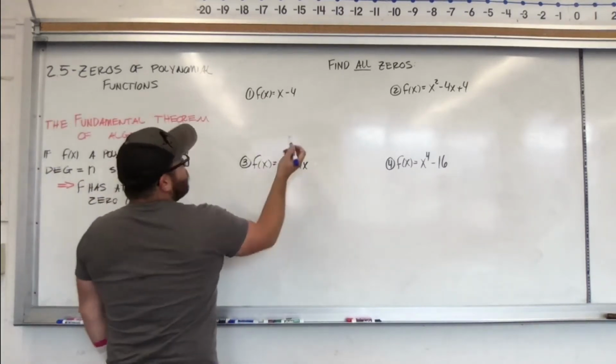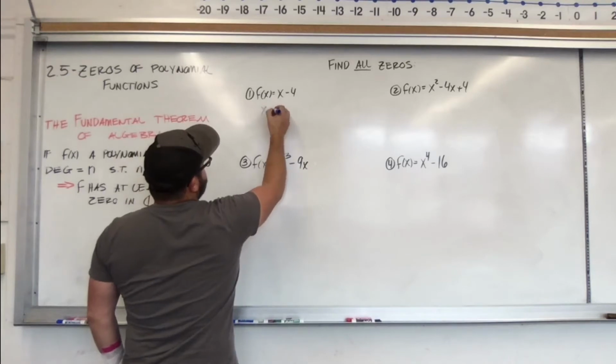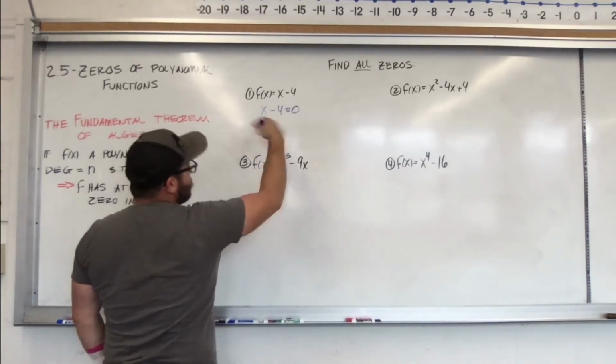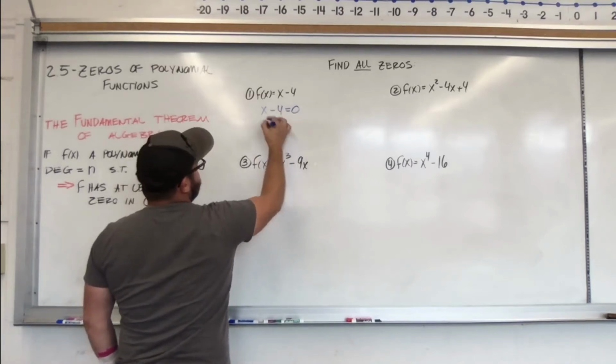So for number one, real straightforward, right? It's just a linear polynomial, linear function. We have x minus 4 equals 0. You solve for x, you get x equals 4. Not too bad.